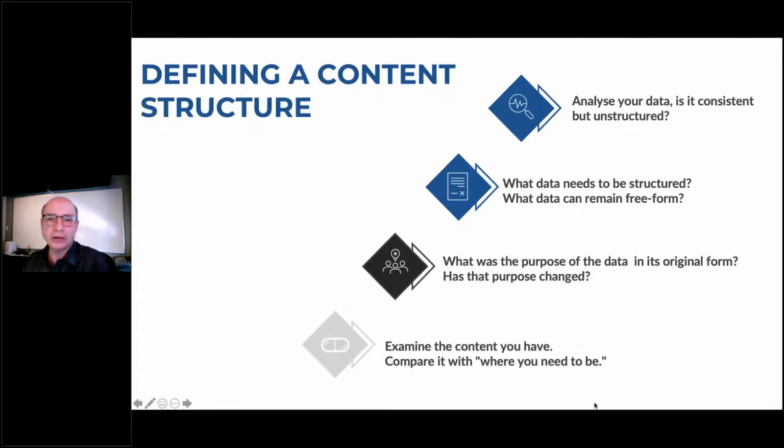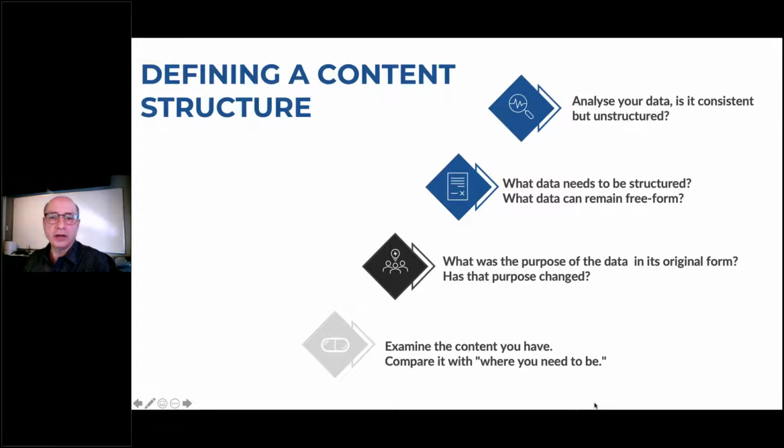You need to analyze your data. Is it consistent but officially unstructured? If there's consistency there, even though it's not officially structured, you may have some inherent structure that you can leverage. Look at the data that you have.